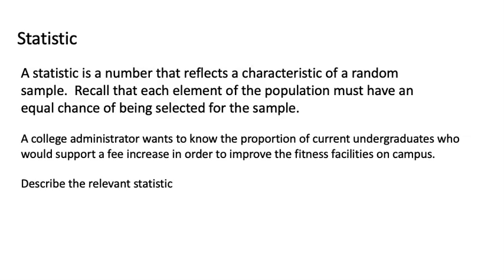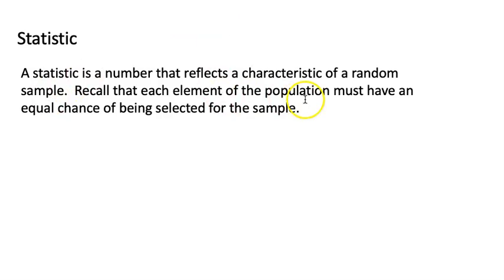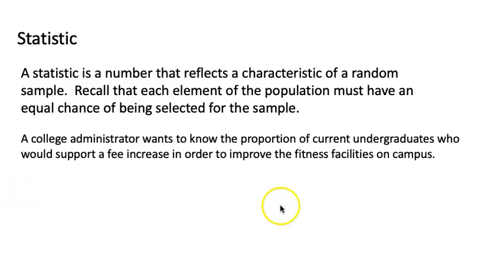Now, how about a statistic? What are we going to say about this? So that's a number that reflects a characteristic of a random sample. Now, if it's really a random sample, each element of the population must have an equal chance of being selected for that sample. And as we showed earlier, that can get kind of difficult. So here's our question. The college administrator wants to know what portion of the undergraduates support the fee increase. So our statistic here has to come from a random sample.